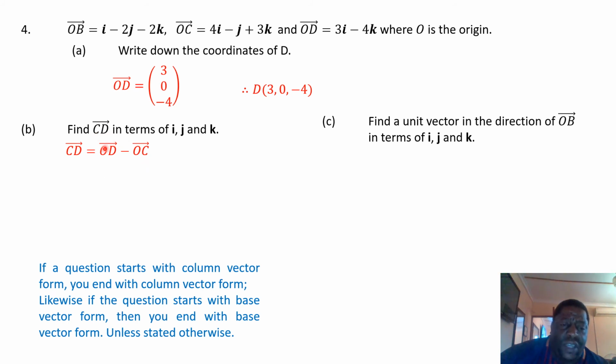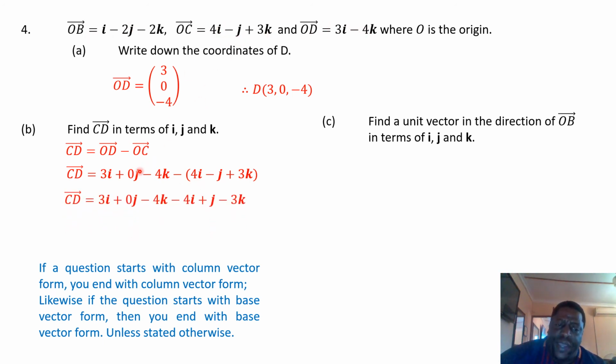Right, so CD, again, how do you find CD? You say OD, second position vector point, minus first position vector point. So you have to go and write each one. So OD is given to you as 3, 0, negative 4. Or, because the questions are in base vector form, 3i plus 0j minus 4k minus, since you are subtracting, please put the other stuff in brackets. All right, OC is given to you on top there. And then you just go ahead and subtract and change the sign. You should get an answer of minus i plus j minus 7k.